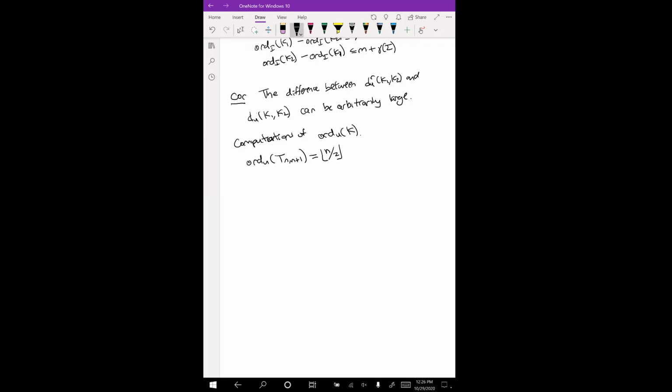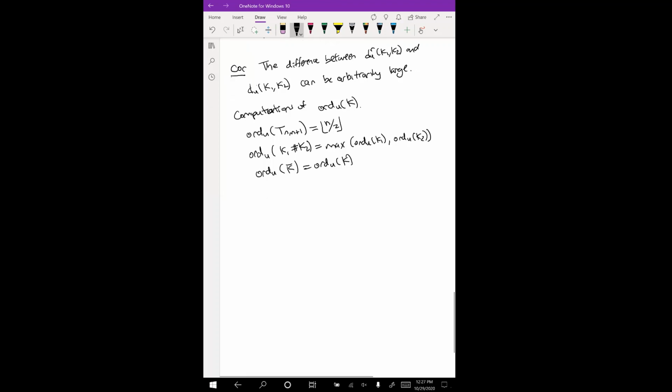I guess these other results just follow formally from the definitions and the Künneth formula for HFK, but the torsion order of the connected sum of two knots K1 and K2 is the maximum of the torsion orders of each. And the torsion order of the mirror of a knot is the same as the torsion order of the knot. And so from these three, we can compute the torsion order of the connected sum of, okay.